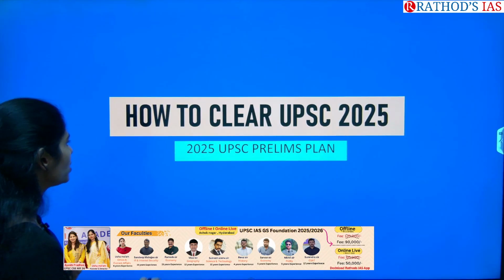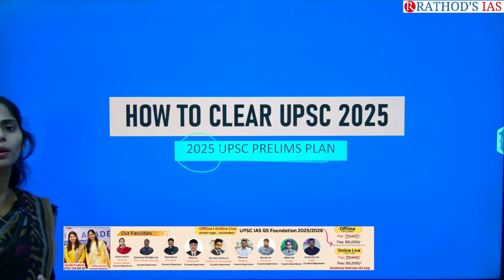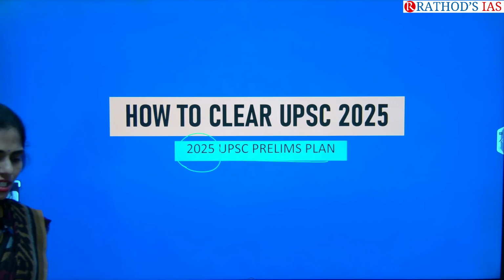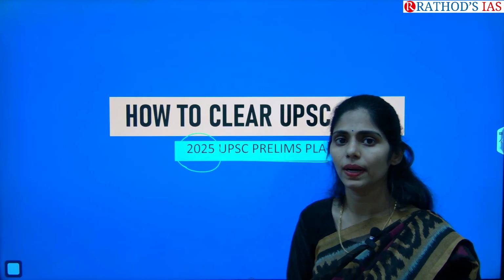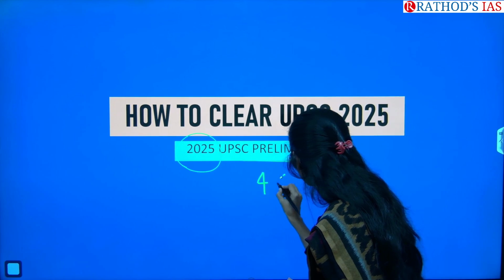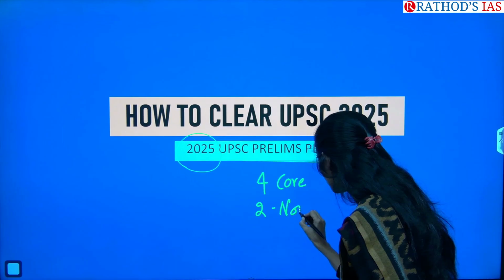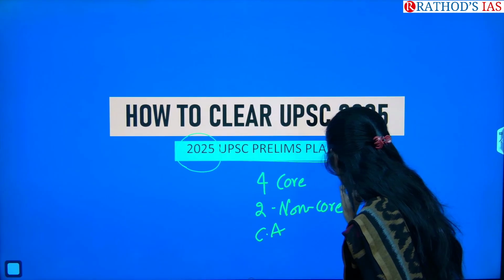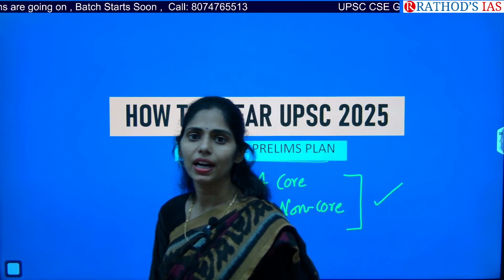First of all, before giving this 2025 UPSC prelims plan, you need to know exactly what subjects there are in your prelims. Many students don't know that there are some subjects only for prelims and some only for mains. So first, I will give you the list of subjects only for your prelims. We have 4 core subjects, 2 non-core subjects, and current affairs. Only these 7 are the areas where you will get questions from a prelims point of view.